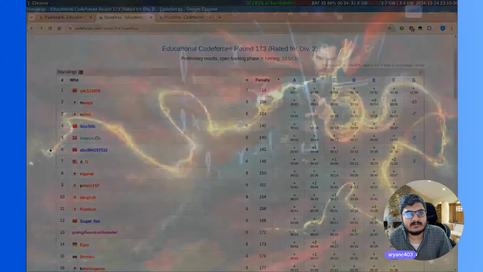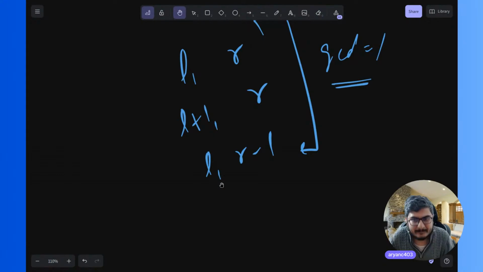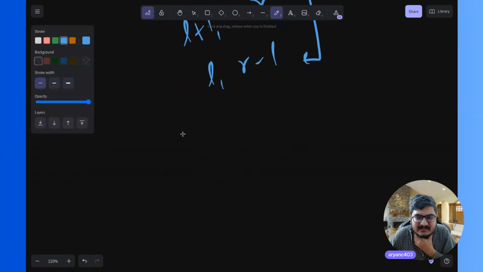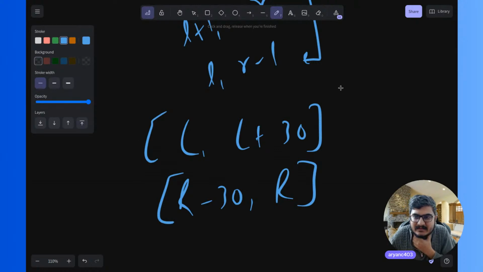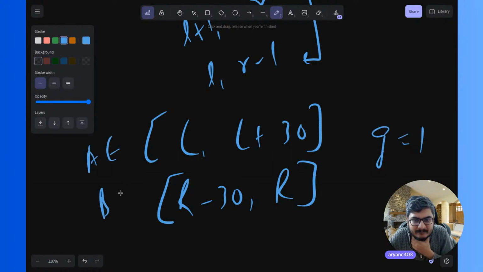Okay, the conclusion of D was you just look at pairs in this range, L to L plus 30 and R minus 30 to R. For G equal to 1, you will definitely find one pair where GCD is 1, if such a range exists.